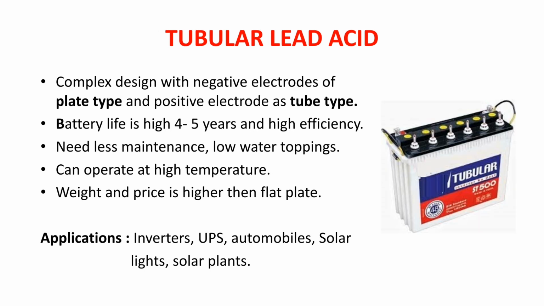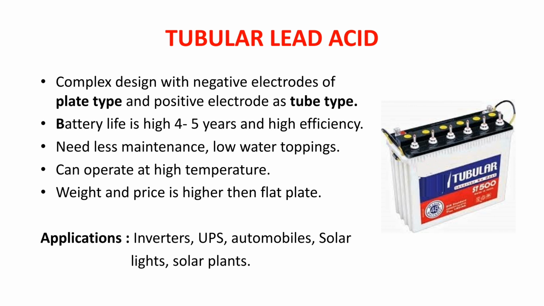The next one is tubular lead acid batteries. These are a little different from flat plate lead acid batteries in construction. The negative electrode in these batteries is the same plate type, but the positive electrode is of tube type, or we can say the positive electrode will have a comb-like structure with PbO2 lead oxide filled in these tubes. It will ease the electrolyte flow, and these batteries have low maintenance, or do not require frequent water topping, and these can operate in high temperature also.